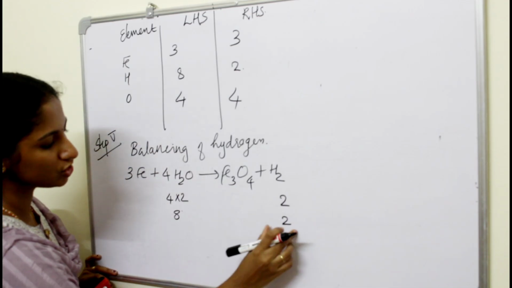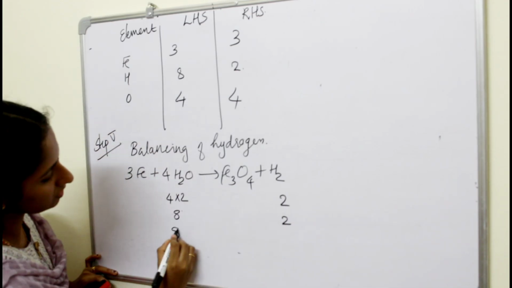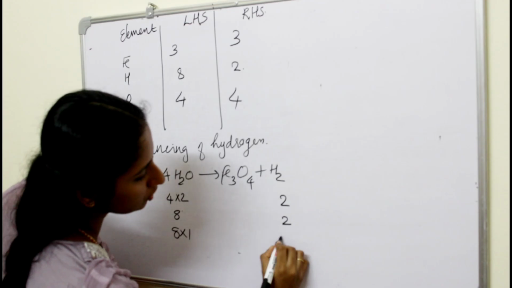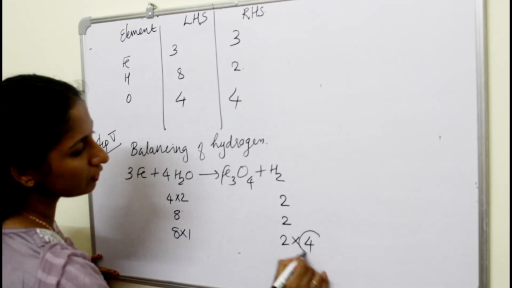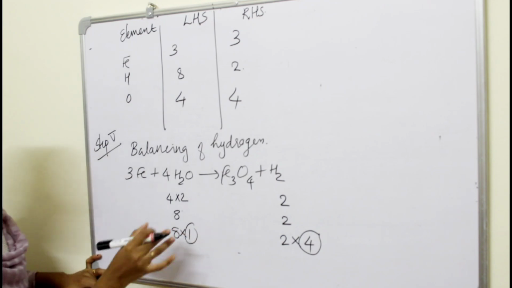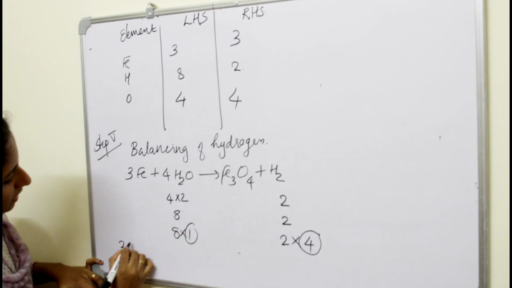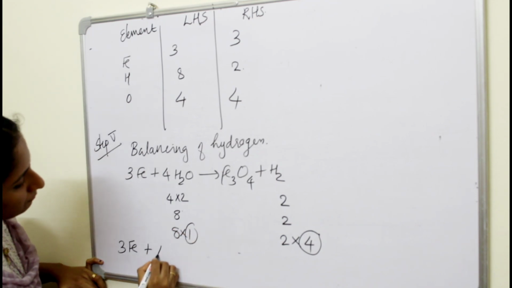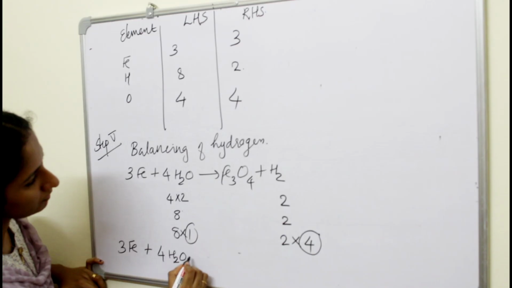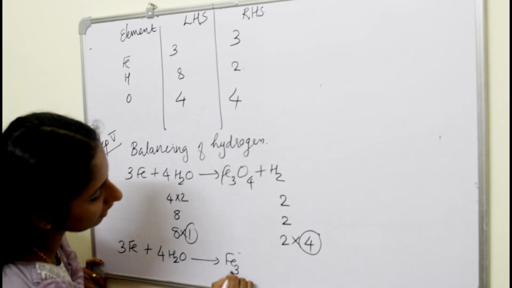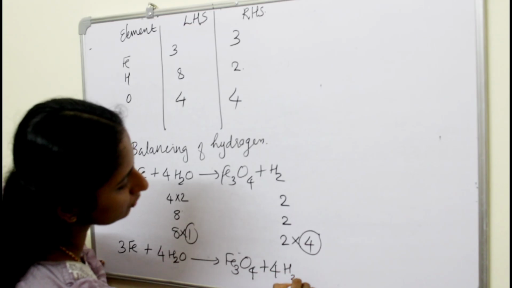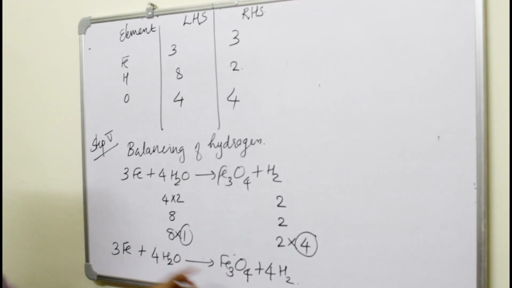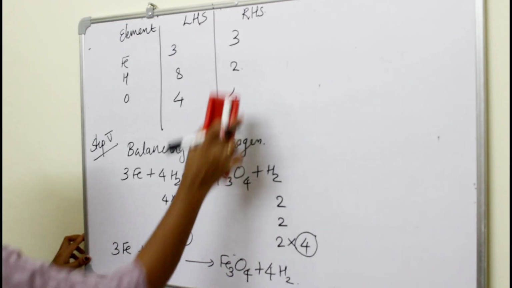So we want to make this 2 into 8. So 8 into 1 over here, 2 into 4 over here. Okay. So we want to add this as coefficient, this as coefficient here. So how can we transfer this equation? 3Fe plus 4H2O gives Fe3O4 plus 4 as a coefficient, 4H2, right? 3Fe plus 4H2O gives Fe3O4 plus 4H2.